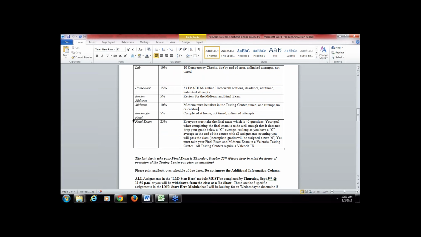The final, which is the biggie, is 25% of your overall grade. It also must be taken in the testing center, and you only get one chance as well. It's a 40-question test. It is not multiple choice. And basically, your goal is to, no matter what grade you get on the final, make sure your overall average does not drop below a C. So that's how you pass. At the end of the semester, with all assignments accounted for, completed and incomplete, you still have a C.